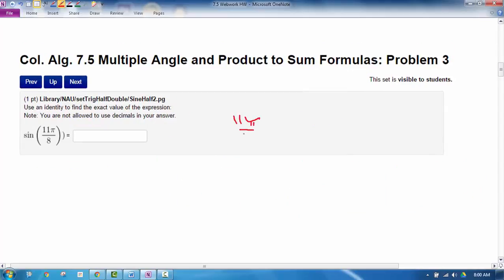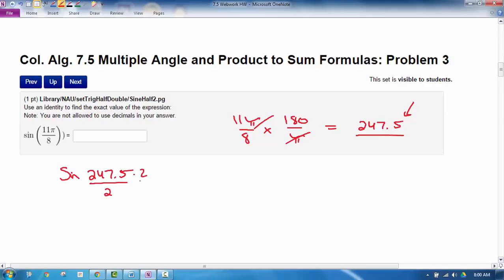11 pi over 8. I'm going to convert this to degrees though first. So multiply by 180 over pi. Pi's cancel, and you get 247.5. Now anytime you see this 247.5, so I'm doing this in degrees, so it makes more sense. But anytime you see this, you want to think, what happens if I were to double the top and divide by 2? So multiply the top by 2 and divide by 2 to undo that, so to speak.